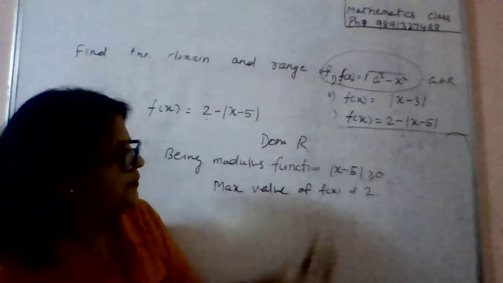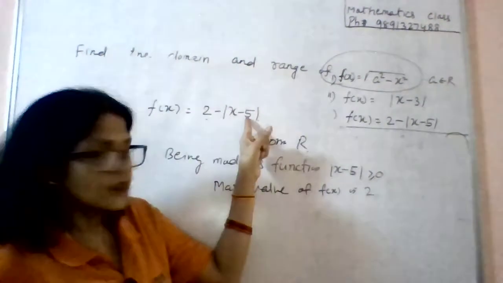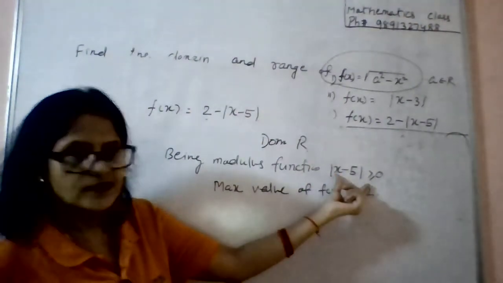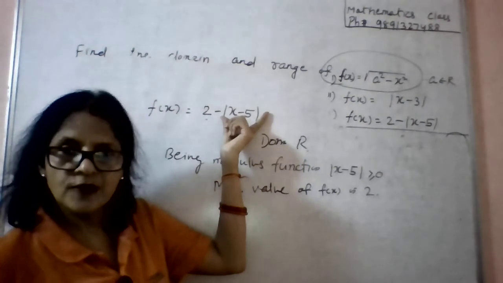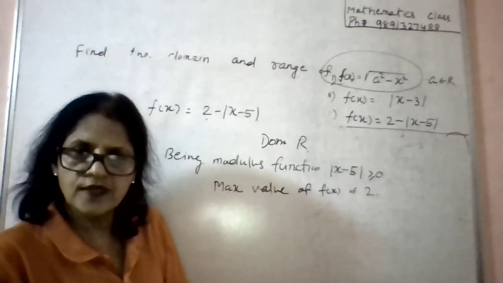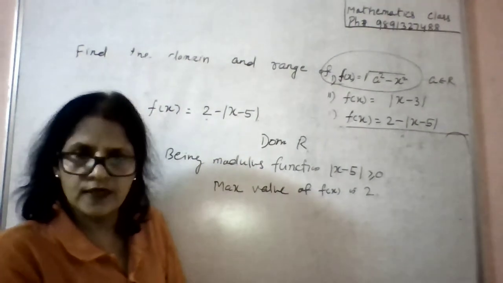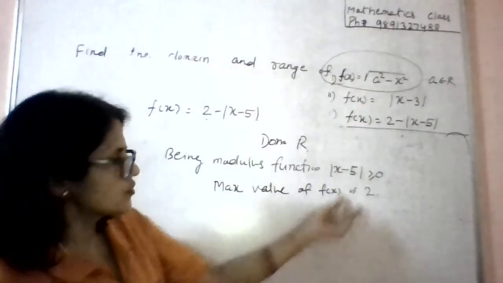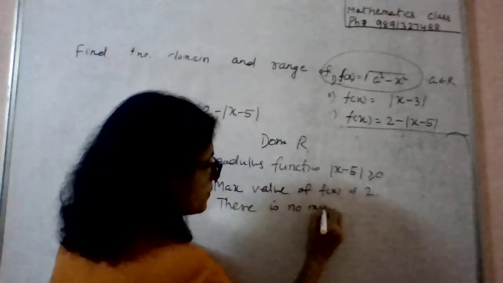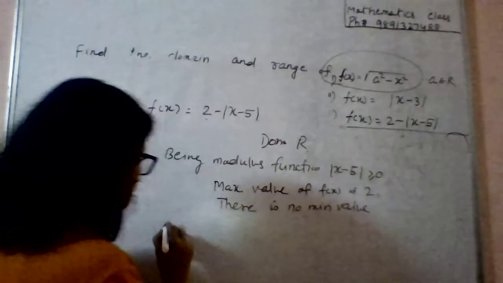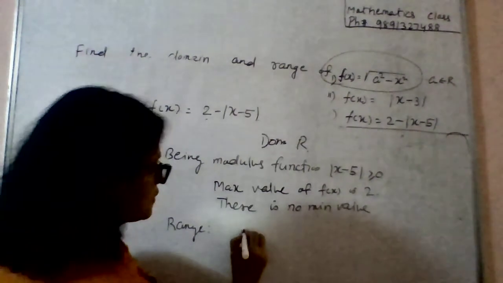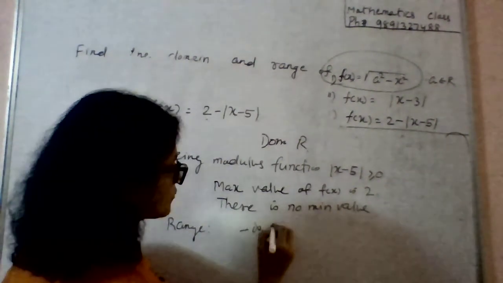And as I said, if you take 0, you are getting 2 here. If this value is 1, you are getting 2 minus 1. If it is 2, 2 minus 2. If it is 3, you are getting 2 minus 3. So the value is decreasing, right? It is becoming 2 or less than that. So the maximum value of the function is 2. There is no minimum value. So the range of the function is minus infinity to 2.